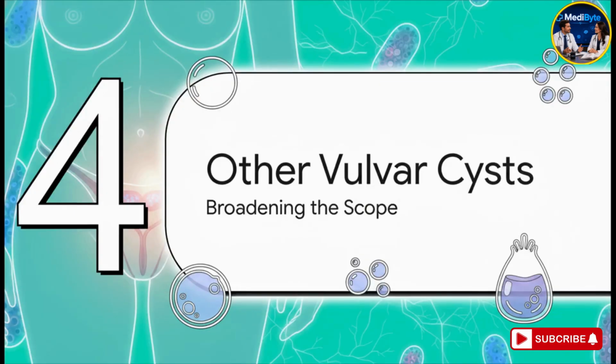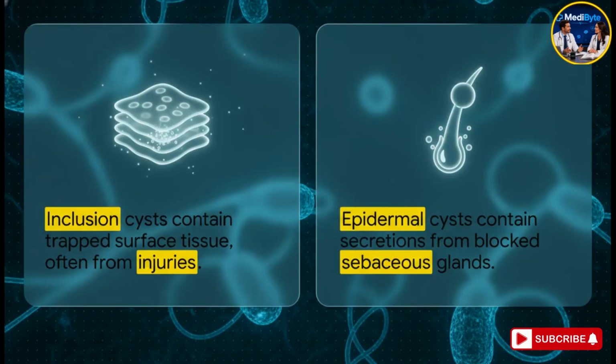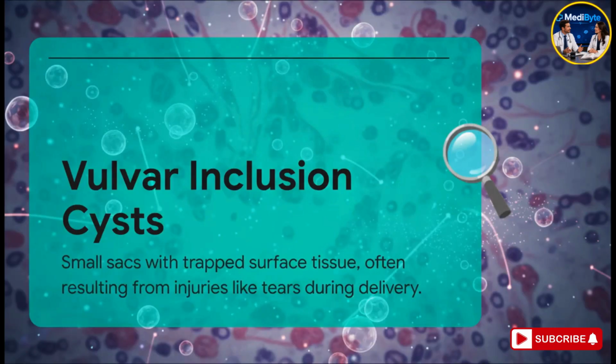Let's broaden our view for a second with section 4, other common vulvar cysts. To really demystify all these different kinds of bumps, we need to compare the 2 other main types of cysts you might find on the vulva: vulvar inclusion cysts and vulvar epidermal cysts. Let's break down exactly what makes these guys different from each other and how they differ from the Skene cysts we've been talking about. First up, we have vulvar inclusion cysts.